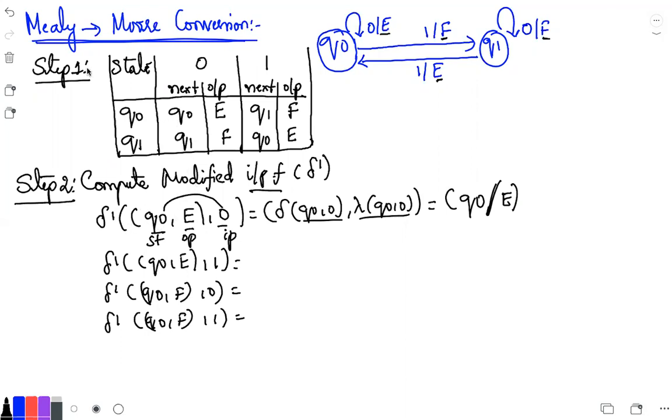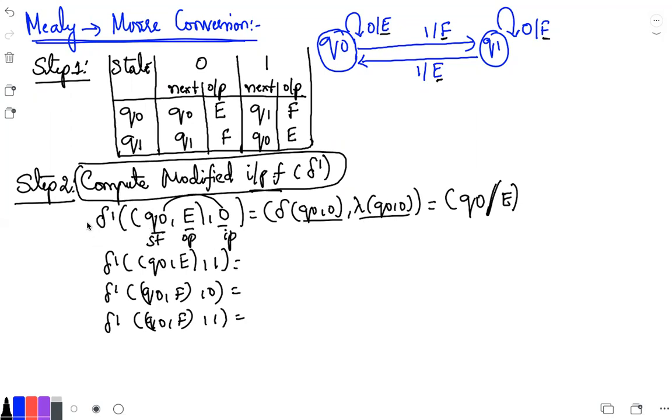Okay. So in Mealy to Moore conversion, this is the first step. For the given machine, you need to construct the table. In most of the cases, the diagram is given. If directly the table is given, fine, you can directly skip step 1. Step 2. Here you should compute the modified input function delta dash. So the syntax is as follows. For every state, on every output and input combination, you should check.